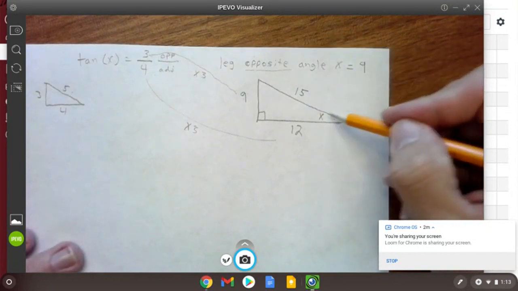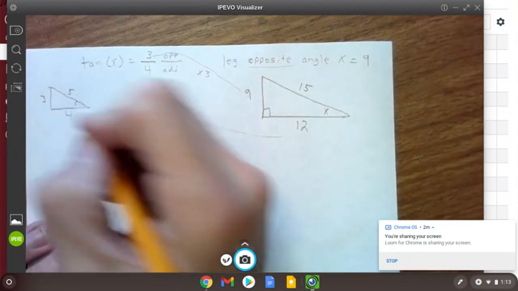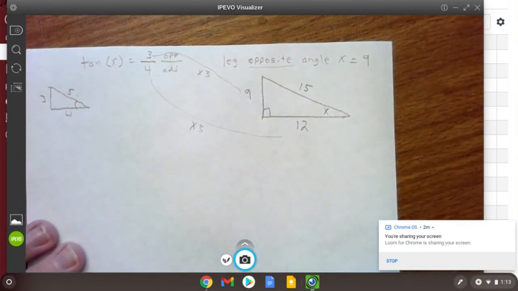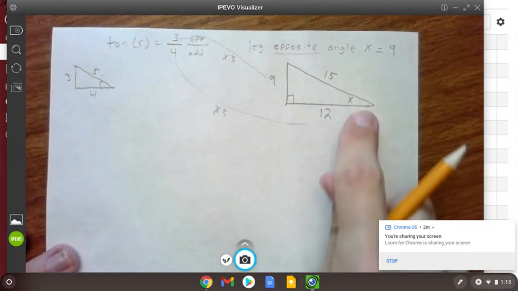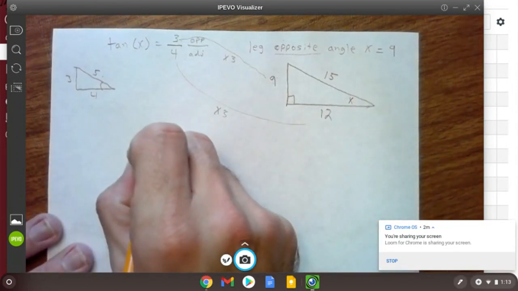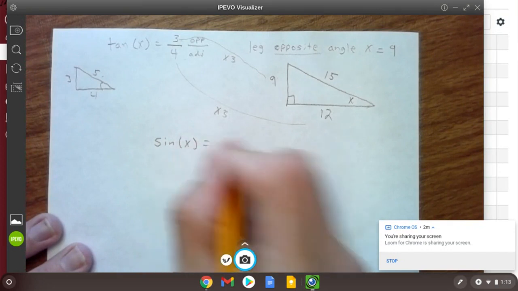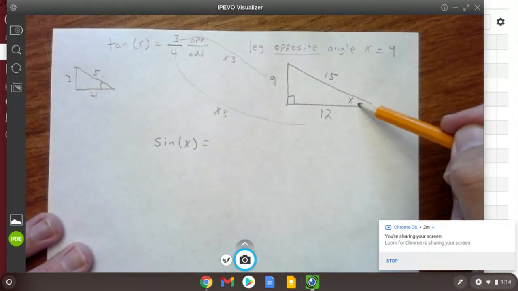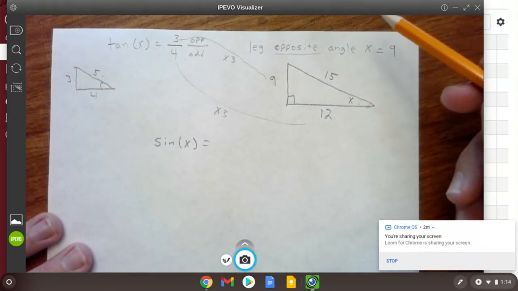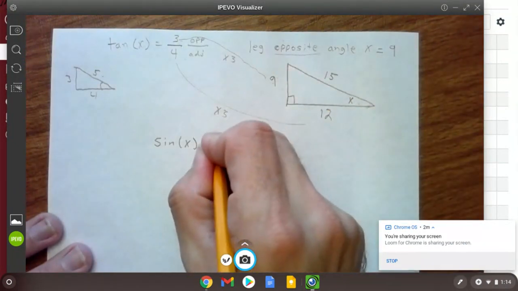All right, let's solve for this angle x here. It's actually going to be the same as what we did earlier when we did the 3, 4, 5 triangle. Anyway, let's do sine, cosine, tangent. Let's just do sine. I always feel more comfortable with sine. So sine is equal to 9 over 15.